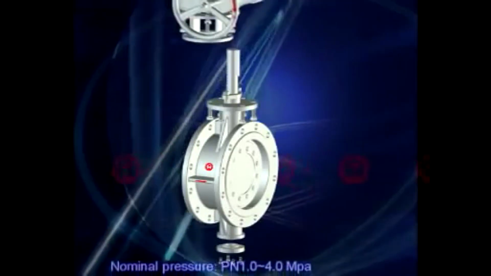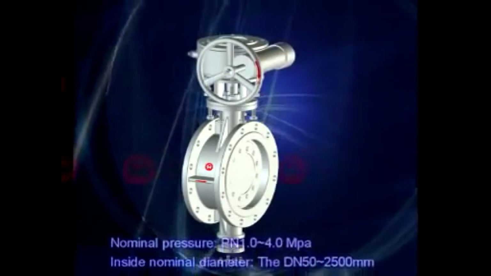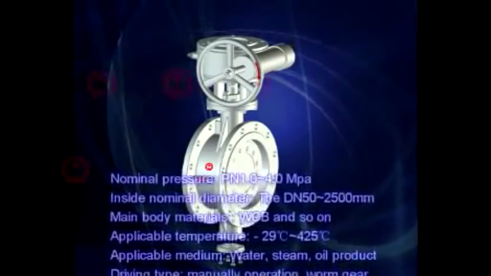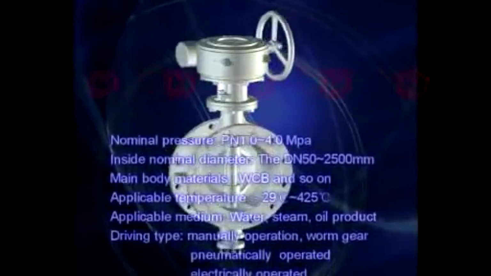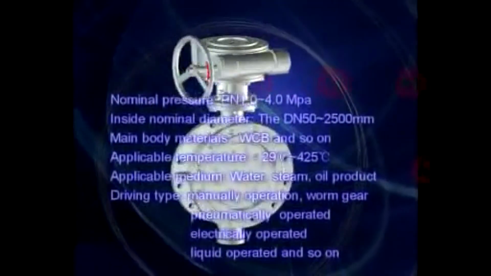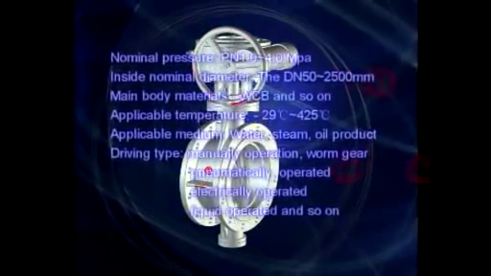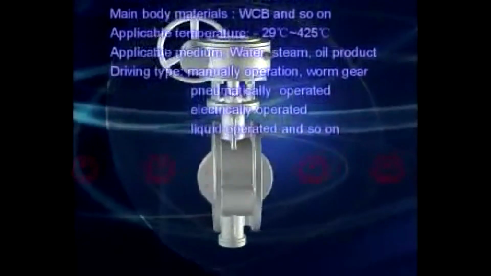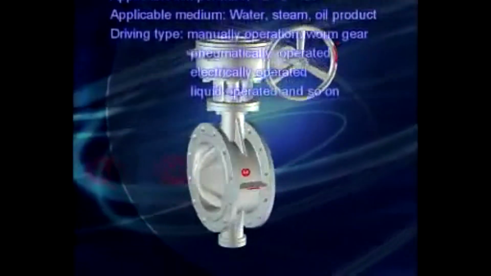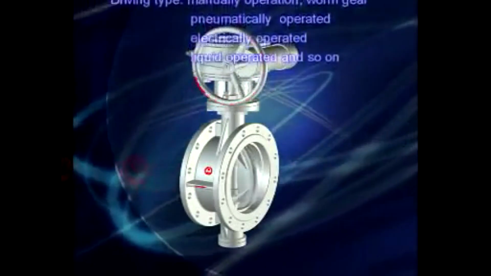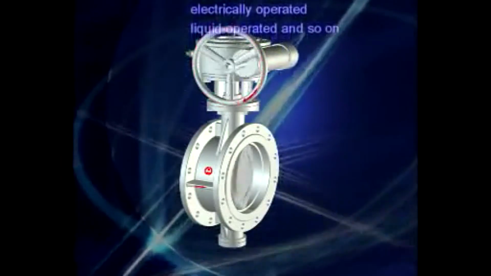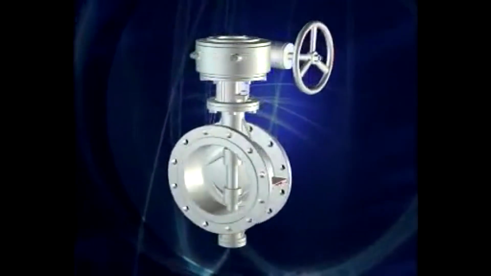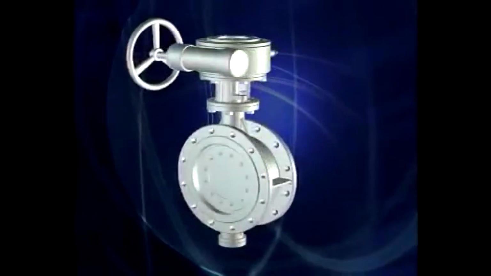8527-1997. Nominal pressure PN 1.0 to 4.0 MPa. Inside nominal diameter DN 50 to 2500 mm. Materials chosen for main body are WCB and so on. Applicable temperature from minus 29 degrees centigrade to 425 degrees centigrade. Applicable medium: water, steam, oil product and so on. Driving type: manual operation, worm gear, pneumatically operated, electrically operated, liquid operated and so on.